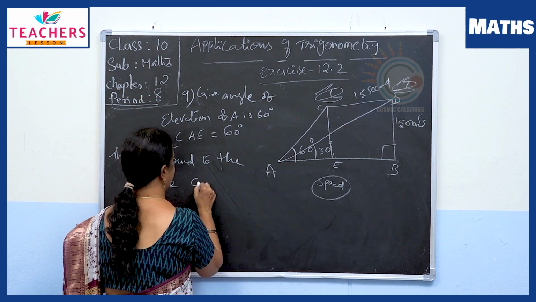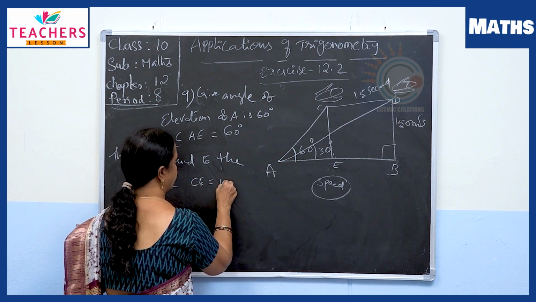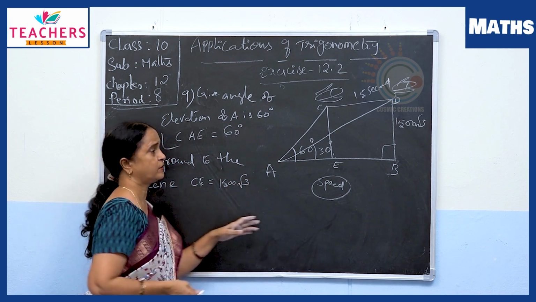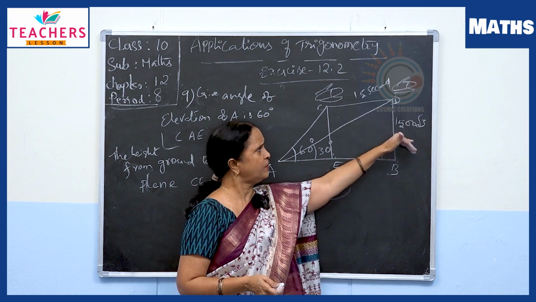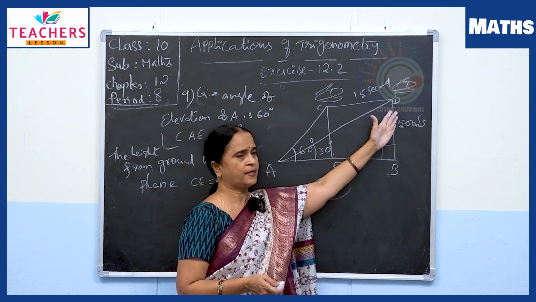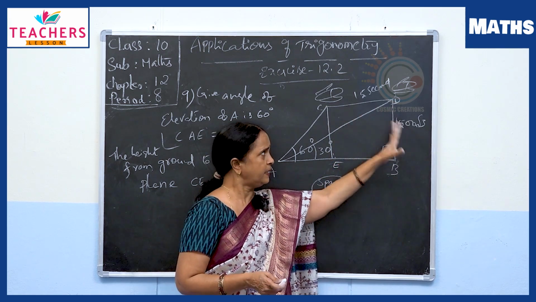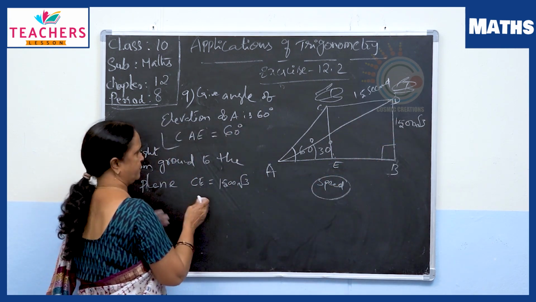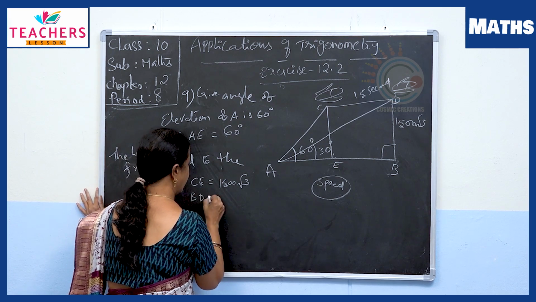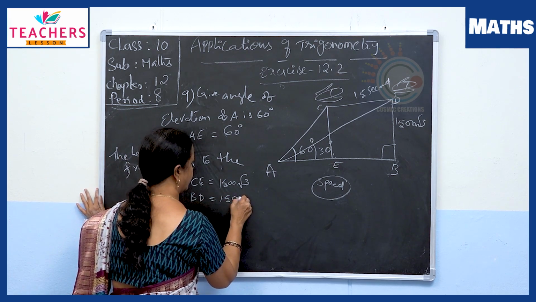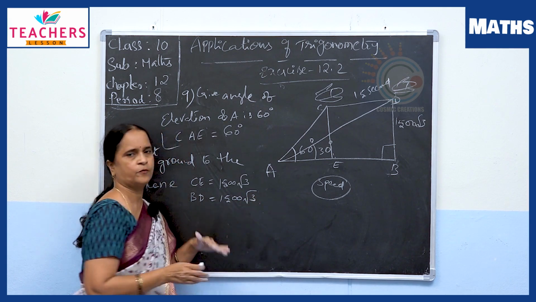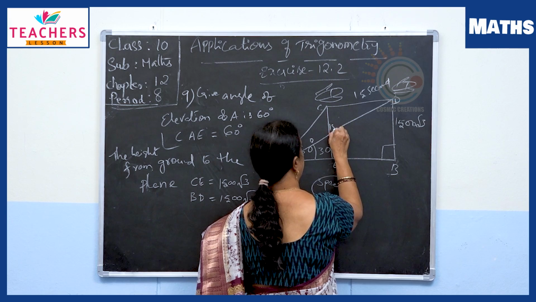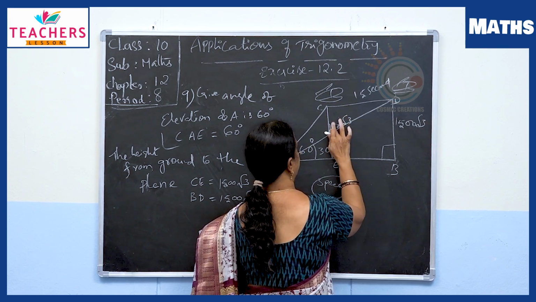CE is equal to 1500 root 3. And one more thing is also given: B to D is also height. It moved at a constant height, so the same height is there too. That's why I am writing here itself: BD is equal to 1500 root 3. This is also the height from the ground to the plane.